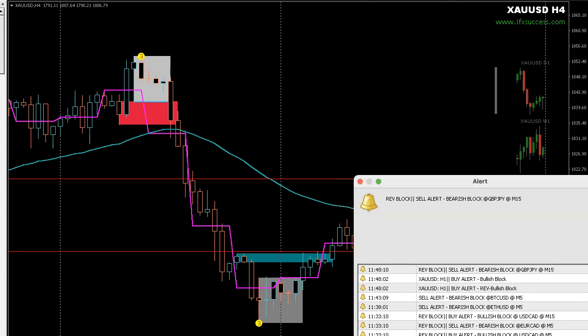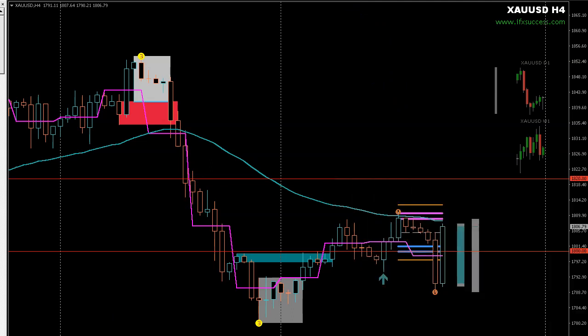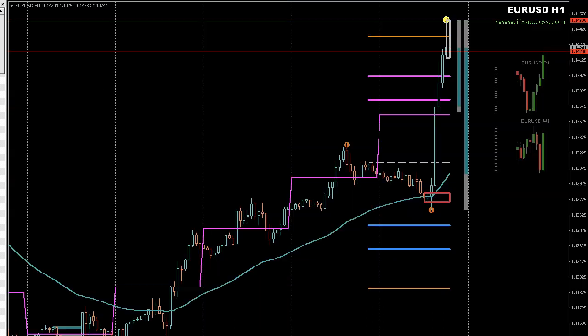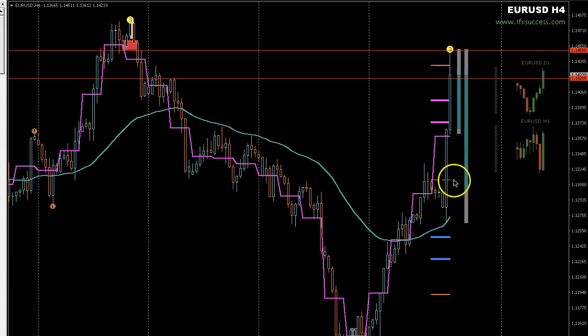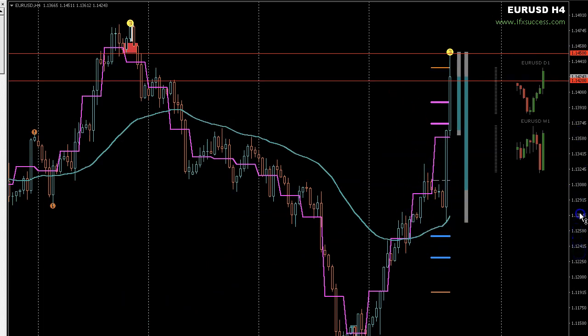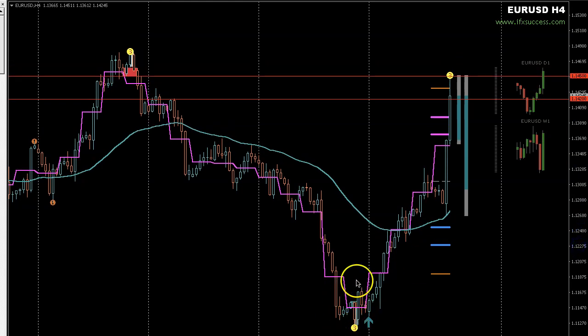This is going to be another one, maybe Euro Dollar. On Euro Dollar, I'm not sure if we had a 4-hour bullish block because it already happened. Here we do have a bullish block right here, and I think we could have had a bearish block right over here. I'm not sure, but we have a weekly bullish candle.